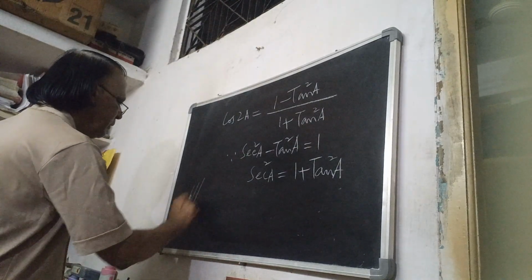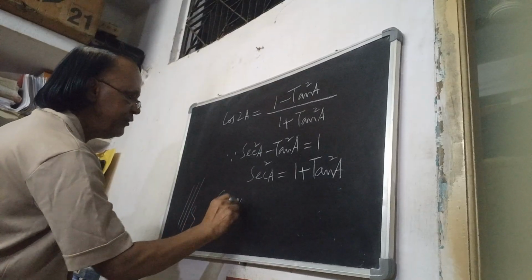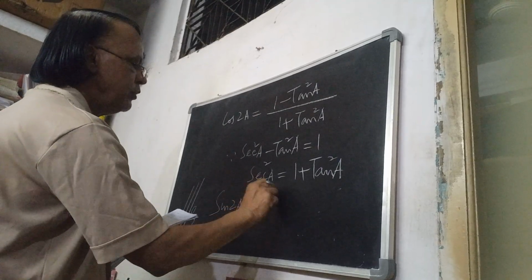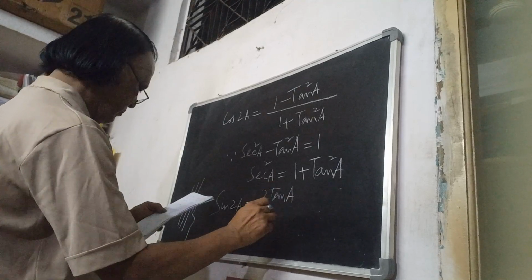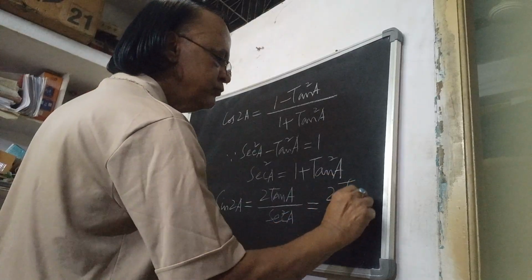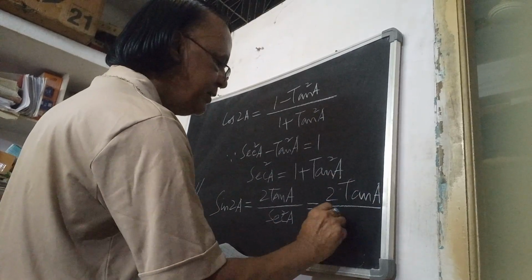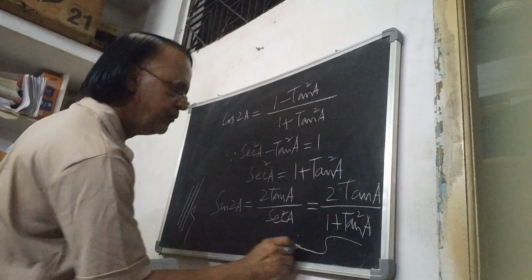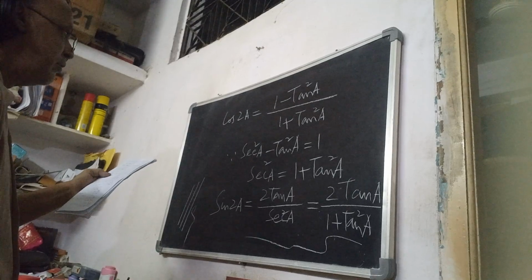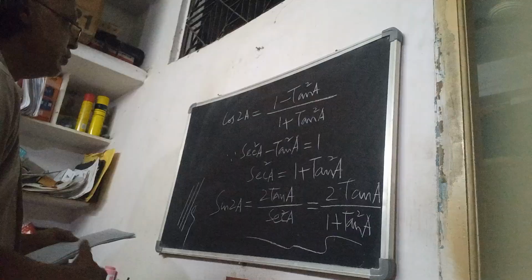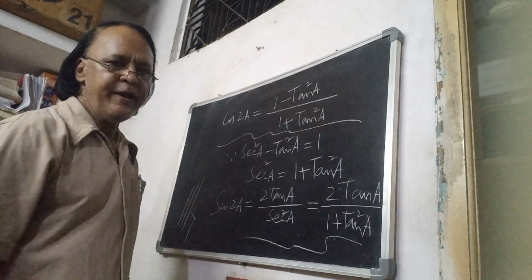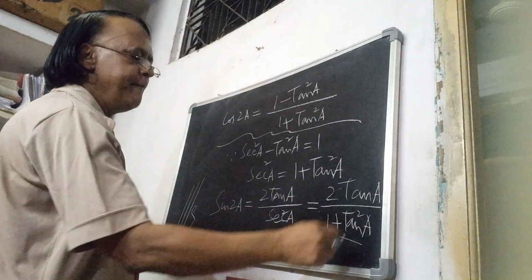Similarly, sin 2a is equal to 2 tan a by secant square a, that is equal to 2 tan a by 1 plus tan square a. So cos 2a in terms of tan a is 1 minus tan square a by 1 plus tan square a. Sin 2a in terms of tan a is 2 tan a by 1 plus tan square a.